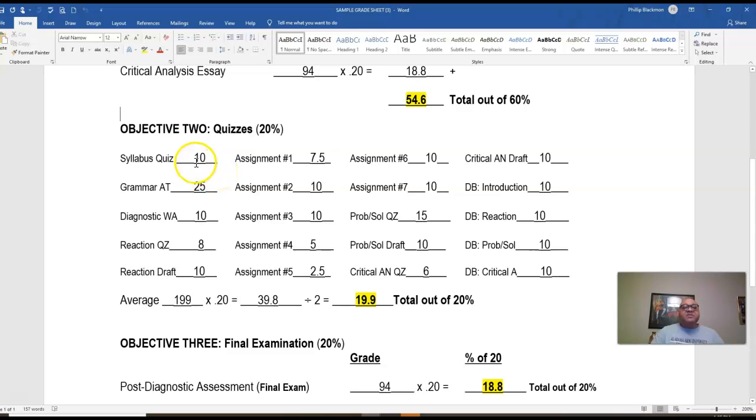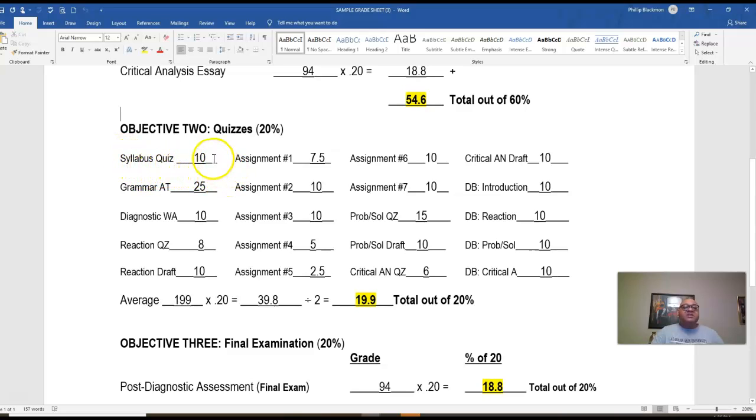I want to point out some things to you. I have these listed: syllabus quiz, grammar assessment test, diagnostic writing assignment. All of your assignments are here. Don't make this complicated, right? Basically, you should have 20 quizzes in Blackboard. If you want to find each one and label them specifically, fine. If I were you, I would just find the 20 grades, put them here on the line, and just add them up. That would be the easiest thing to do, unless you want to do the matching.